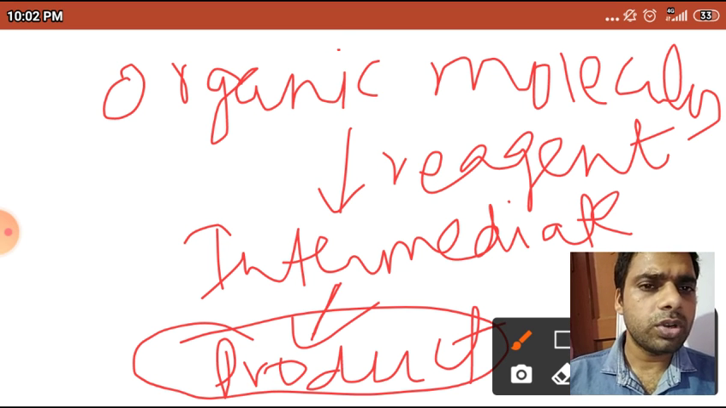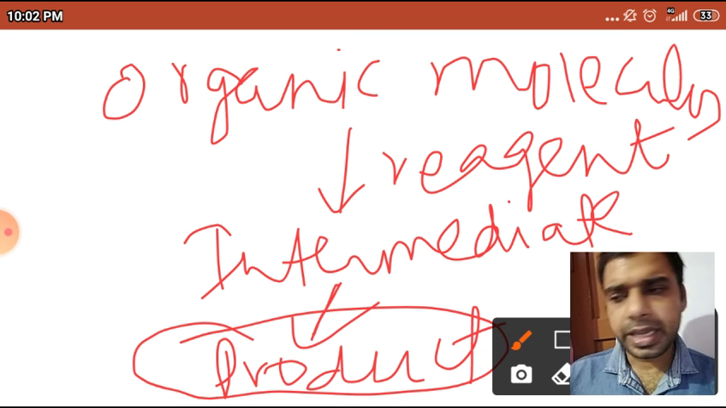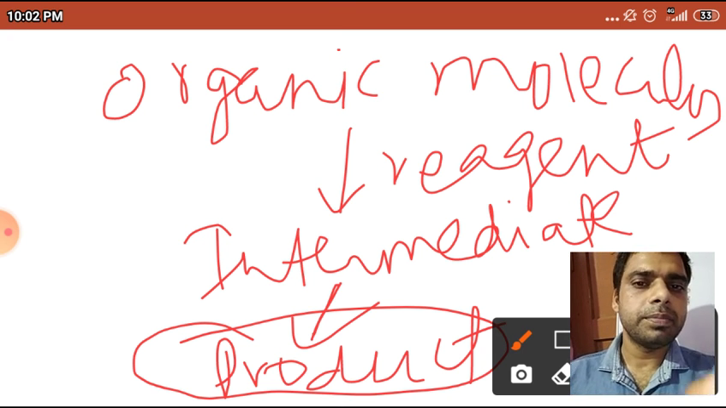So this is our topic, substrate and reagent, and like that only in organic chemistry the reaction mechanism occurs.